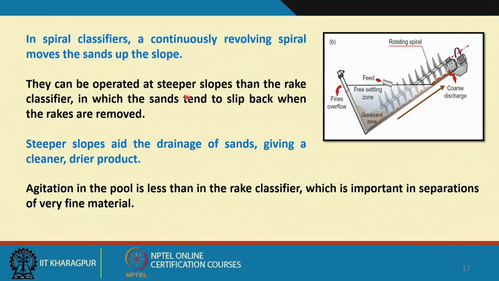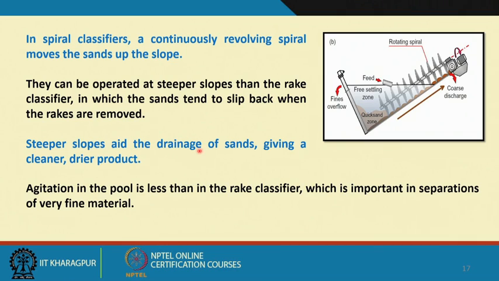So, they can be operated at steeper slopes than the rake classifier, in which the sands tend to slip back when the rakes are removed. That is, with a rake you have to intermittently remove it and then place it again, and in between, my sand particles may return back to the pool. But in this case you do not have to withdraw it; it is continuously transporting the material because of the spiraling action. Steeper slopes aid the drainage of sands, giving a cleaner, drier product.